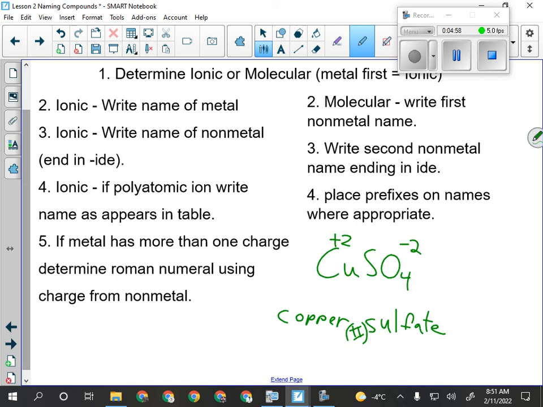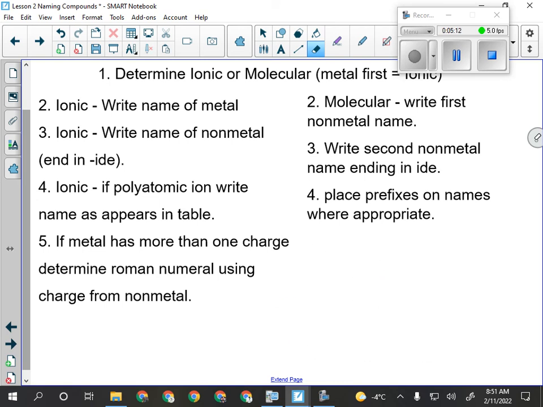That would be as hard as they would get. That would be the toughest one, because it has both a multivalent metal and a polyatomic ion. Questions there? Okay. What if I had P3O8? I don't even know if that compound exists, I just wrote something with some numbers. Is that ionic or molecular? It's molecular. They're both nonmetals. So step 2 for molecular: write the first nonmetal's name.